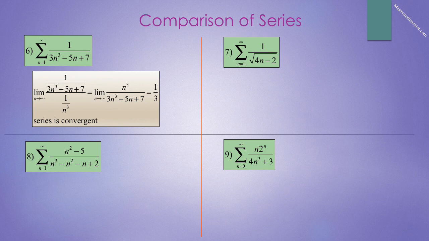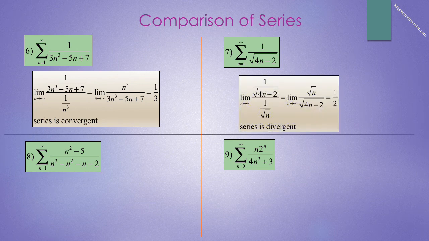So looking at the limit as n approaches infinity of 1 over 3n to the third minus 5n plus 7 over 1 over n to the third gives the limit as n approaches infinity of n to the third over 3n to the third minus 5n plus 7, and that is equal to 1/3. And since 1 over n cubed converges, then the series that we are given is also convergent.